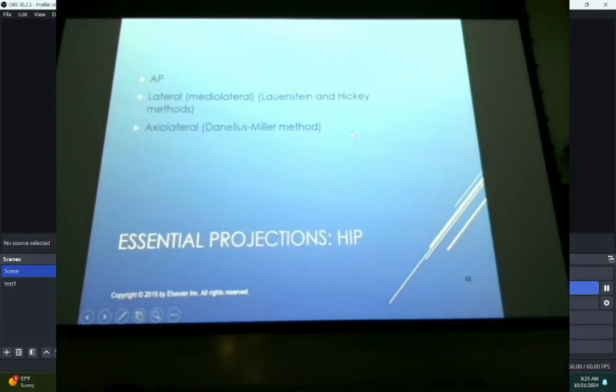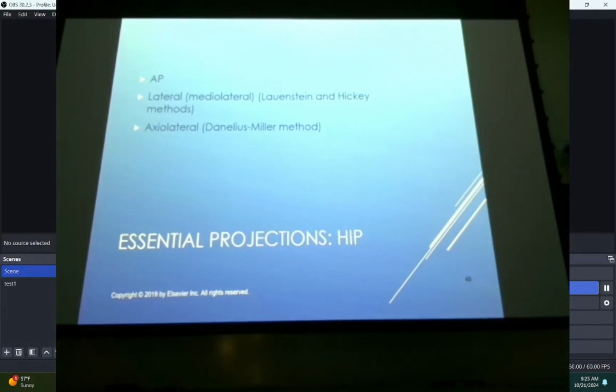Okay. So we talked about the Danelius-Miller. So essential projections of the hip, we have AP and lateral. Lateral is basically the same as the frog leg that we just looked at, Clements-Nakayama method, but it's going to be unilateral. And you notice the difference between 8.2 and 8.21.